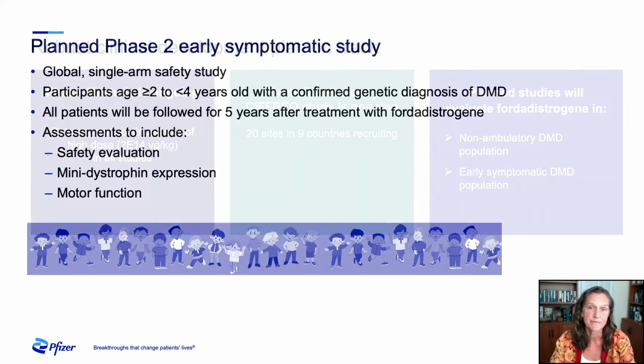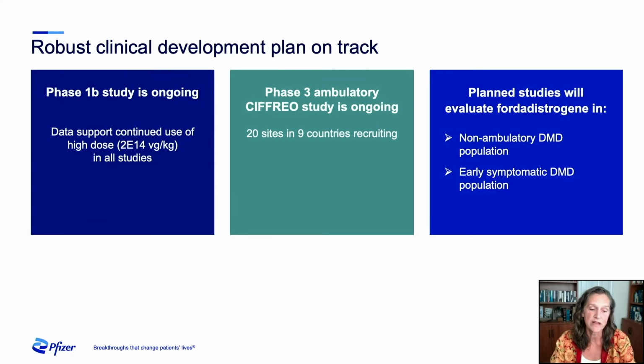Next slide. So just to conclude, I've told you that our phase 1 study is ongoing and currently focused on enrolling non-ambulatory participants with a new cohort soon to open for the assessment of sirolimus, and that our data continue to be very encouraging. We have good processes in place to maintain patient safety. Then our phase 3 CIFRIO study is enrolling with 9 countries open and more sites opening every week. And then we have 2 planned studies to evaluate our fortodistrogene in the non-ambulatory population and in children between the ages of 2 and 4. Next slide.